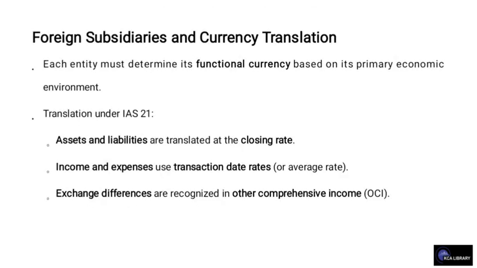For the foreign subsidiaries and currency translation, each entity must determine the functional currency based on its primary economic environment. And for the translation, which is under IAS 21, asset and liability are translated at the closing rates, and income and expenditure use transaction date rates or average rates. And lastly, exchange differences are recognized in other comprehensive income.